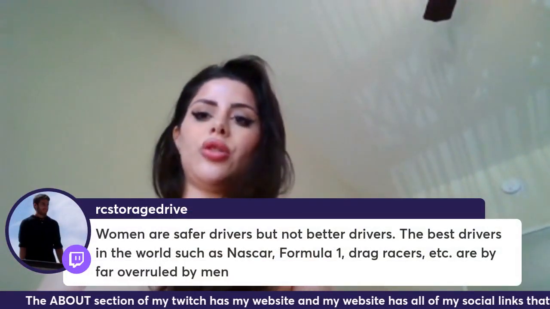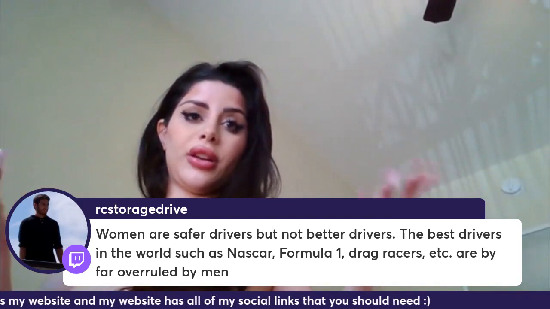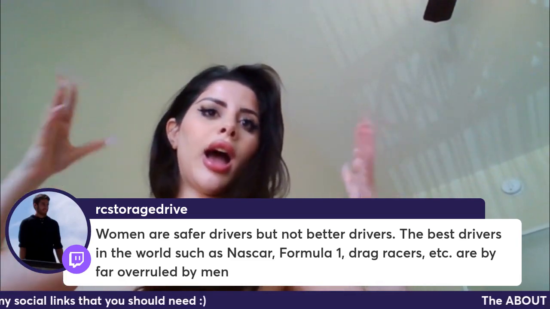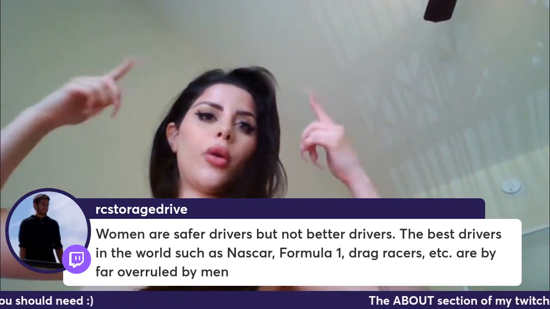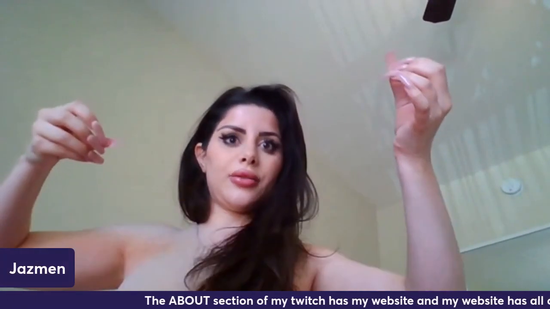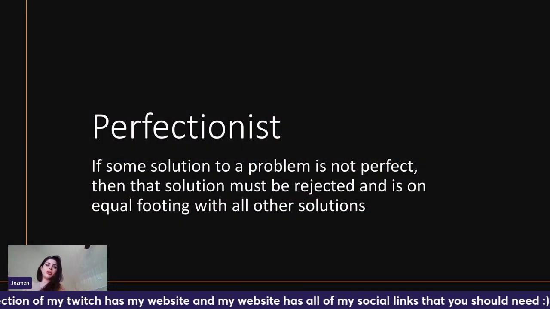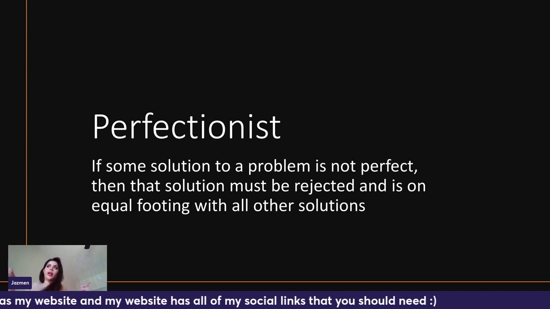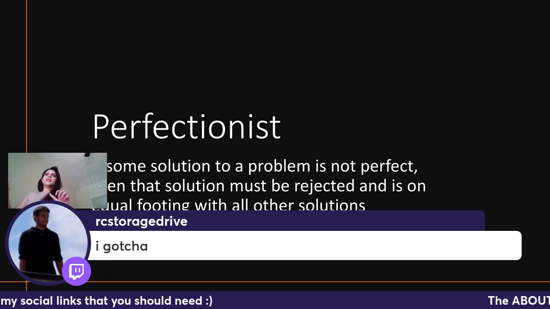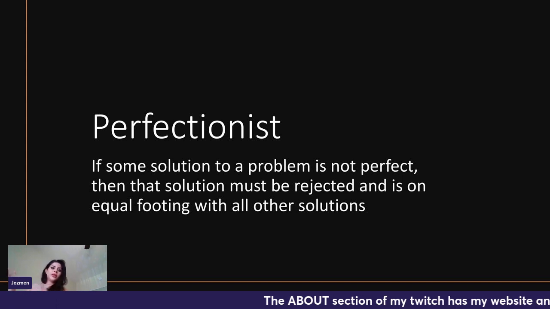But if we can go back to women are safer but not better drivers, the best drivers in the world, such as, okay, that is a different type of argument. I'm not focusing on the validity of what they're saying. I want to teach you guys how to point out logical fallacies so you know when an argument is sound and when an argument isn't sound. So it depends in this situation. It depends on what you mean by better drivers. If Tate was like, well, this is how I'm using the word better, and when I say better, I mean somebody that's able to drive faster, then that evidence about safer driving is irrelevant.